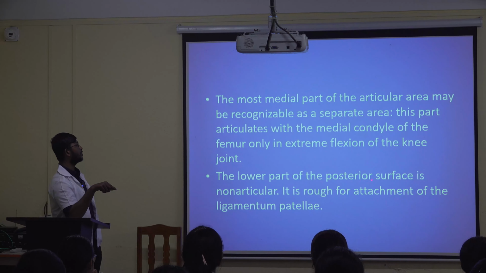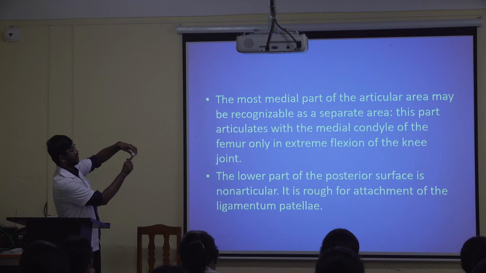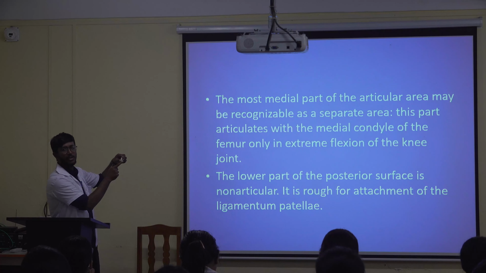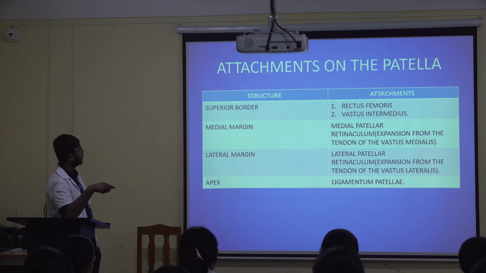The lower part of the posterior surface is non-articular. So this is the lower part of the posterior surface. Here some other structures actually originate, for example the ligamentum patellae. See, it is rough for attachment of the ligamentum patellae. This is not a muscle, this is a ligament.